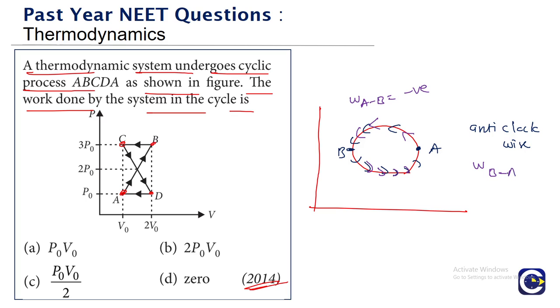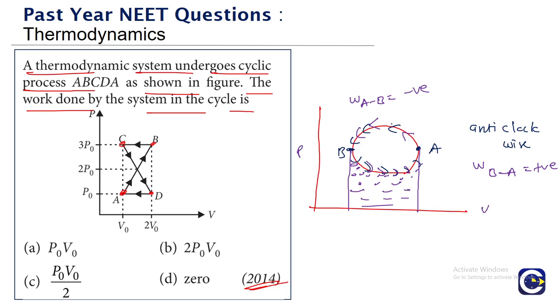In BA, work will be positive. Now let us represent the area below the BA part. We will have to represent the area below the BA curve. So this is the pressure versus volume. Okay, now what about the work in the part AB?